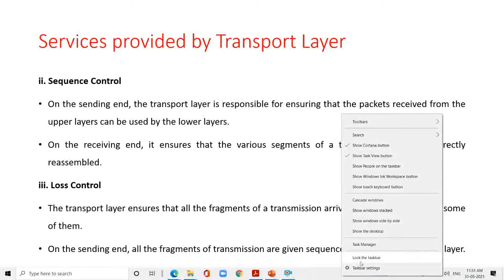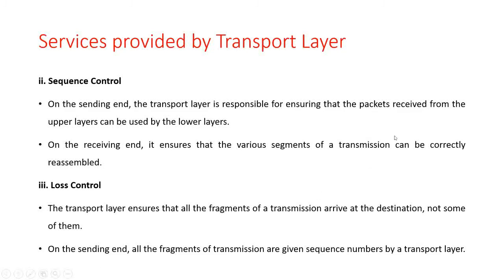On the sending end, all the fragments of the transmission are given a sequence number by the transport layer. These sequence numbers allow the receiver to reorder the segments. So by using this loss control, we can identify the missing segment.